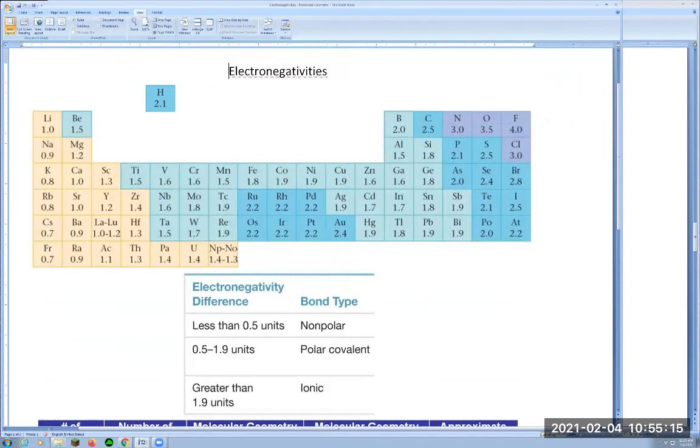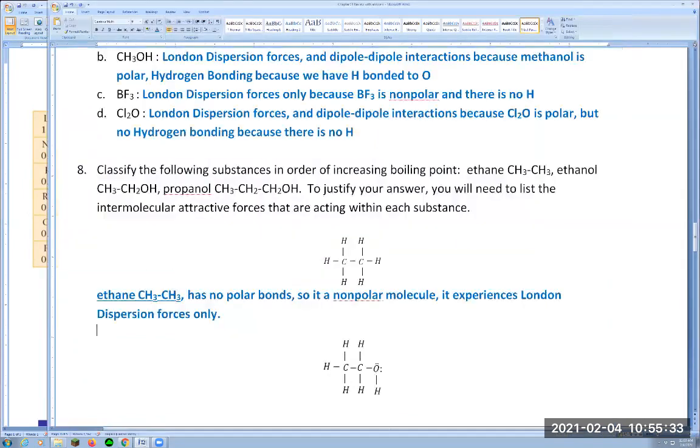Between carbon and oxygen, 3.5 minus 2.5, there is a difference of 1.0, so that's going to be polar. And between oxygen and hydrogen, 3.5 minus 2.1, that's a difference of 1.4, and that's also polar. So those 2 bonds are polar. The CO bond and the HO bond are polar towards oxygen. The 2 dipoles would be pointing towards oxygen. And because it is bent, they do not cancel. So the polarities do not cancel, and so the molecule is polar overall.